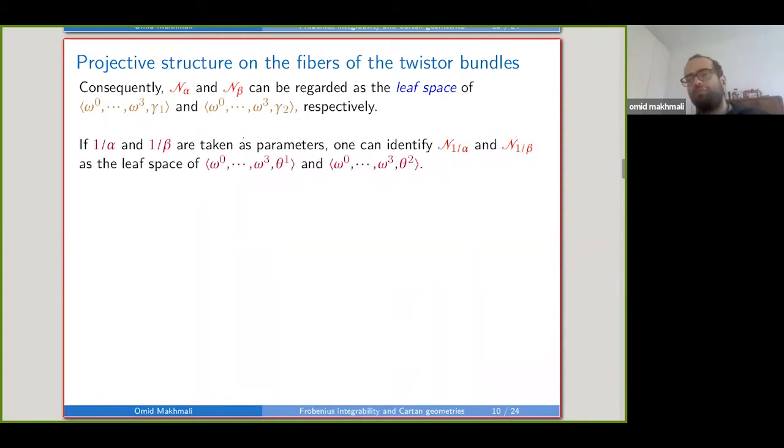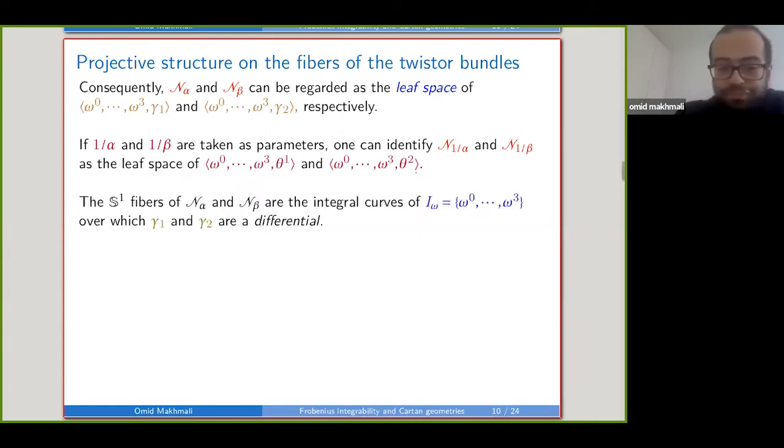But one can say, okay, what if these are projective parameters? We can also use 1 over alpha and 1 over beta to parametrize the twistor bundles. And this is, again, fine because one can see that, going through what we've done so far, this can be viewed as the leaf space of these Pfaffian systems. And this all makes sense if one realizes that these bundles are projective lines. So the S1 bundles of twistor bundles are basically fibers of this Pfaffian system.